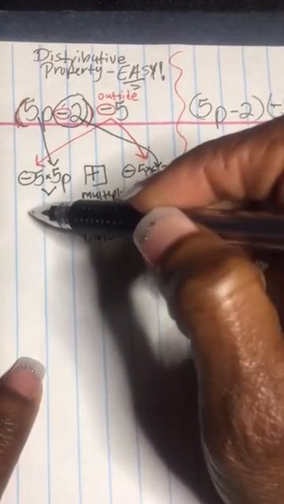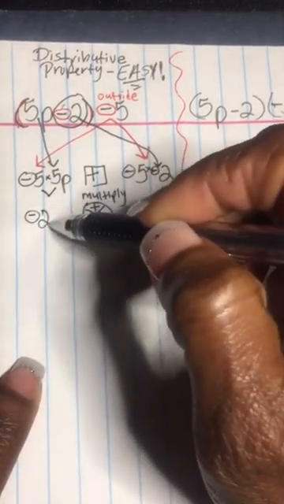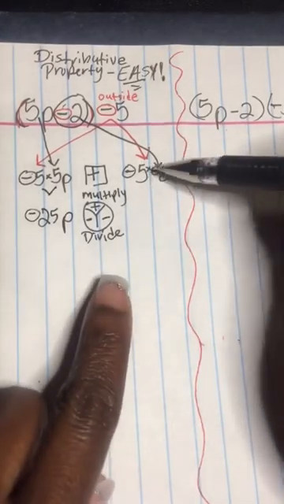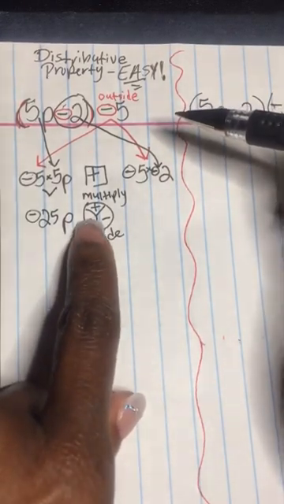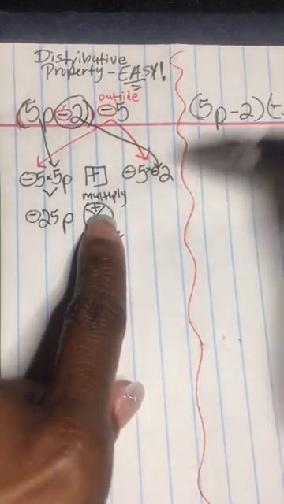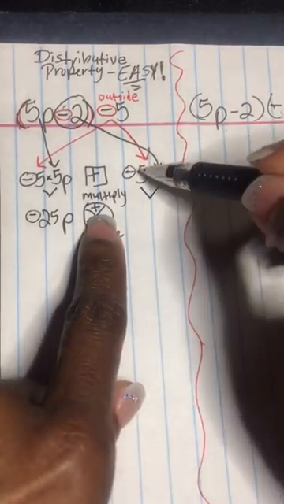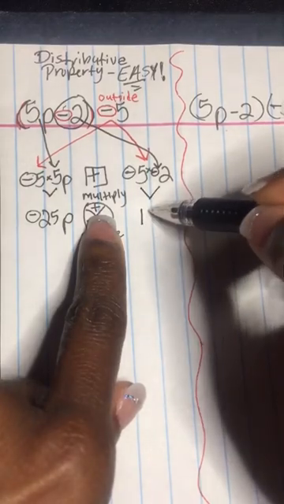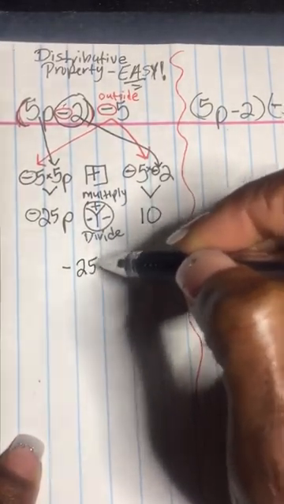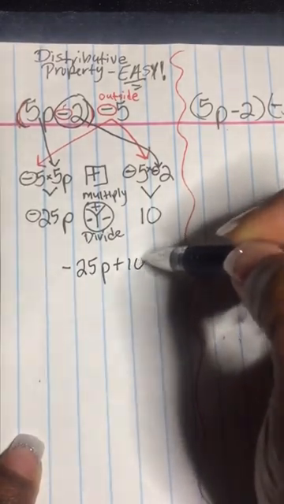So I know that 5 times 5 is going to give me -25p. And here I have a negative times a negative. So I'm going to cover up the negative and cover up that negative. I'm left with a positive answer. So negative times negative gives me a positive 10. So my answer is -25p plus 10.